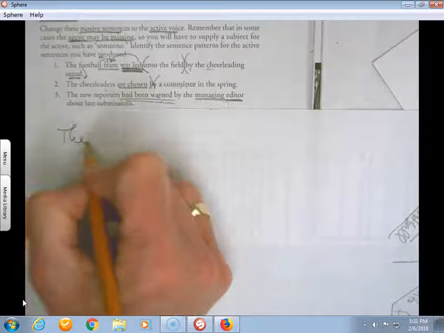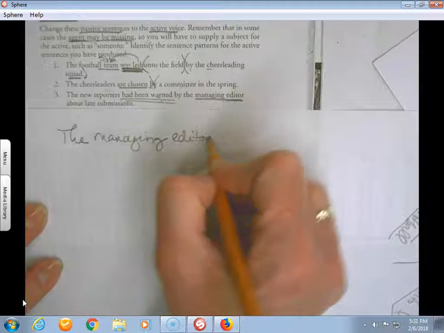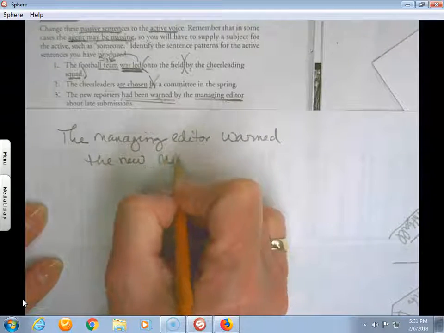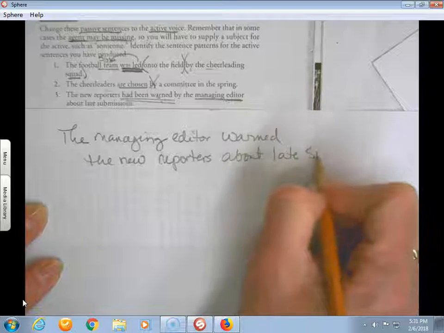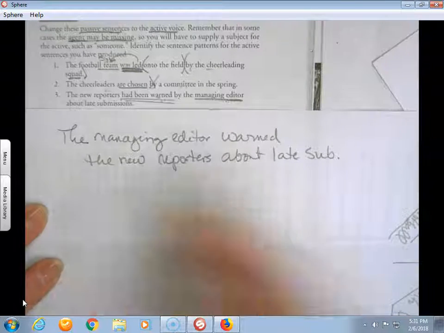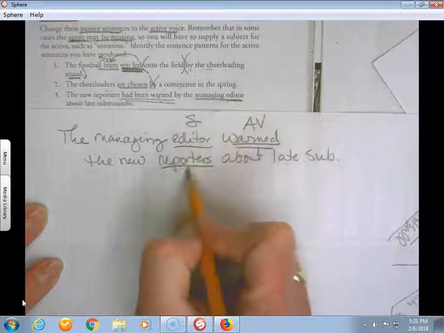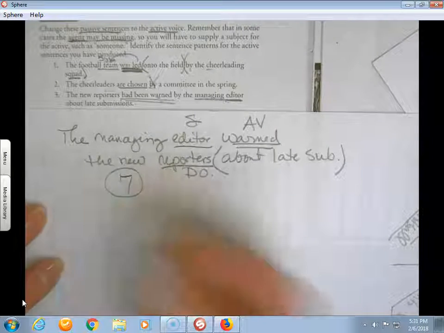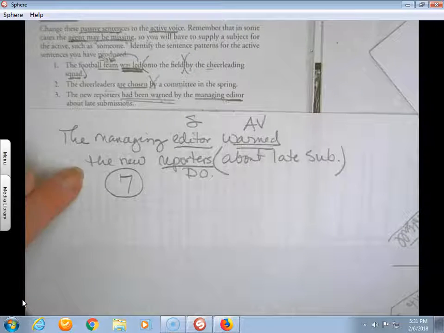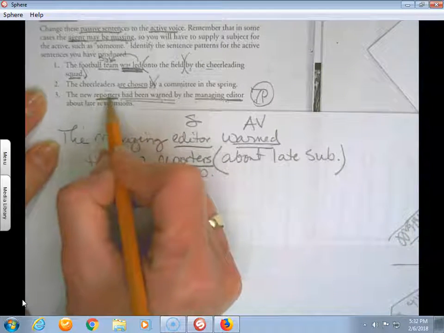So the managing editor warned the new reporters about late submissions. Okay. So we have editor, warned, reporter, so that's subject, action verb, direct object. This is a prepositional phrase. We have no indirect object. That makes this a 7. That's the action, active form here. This was the 7P, because the reporters, our direct object, were in the subject slot.